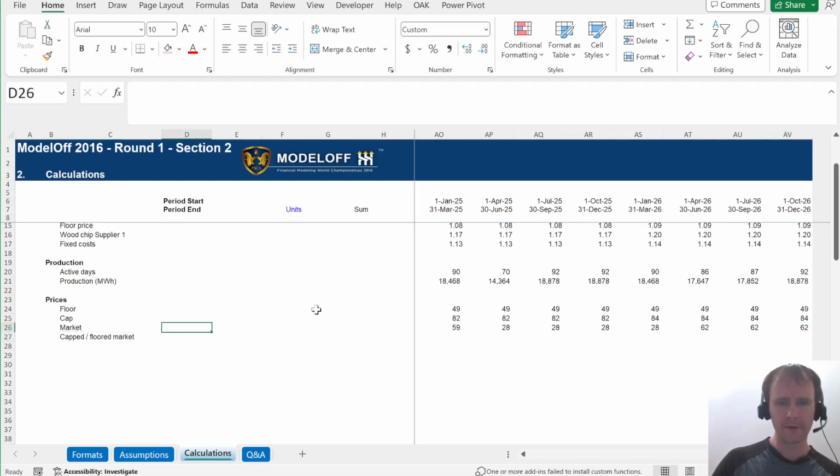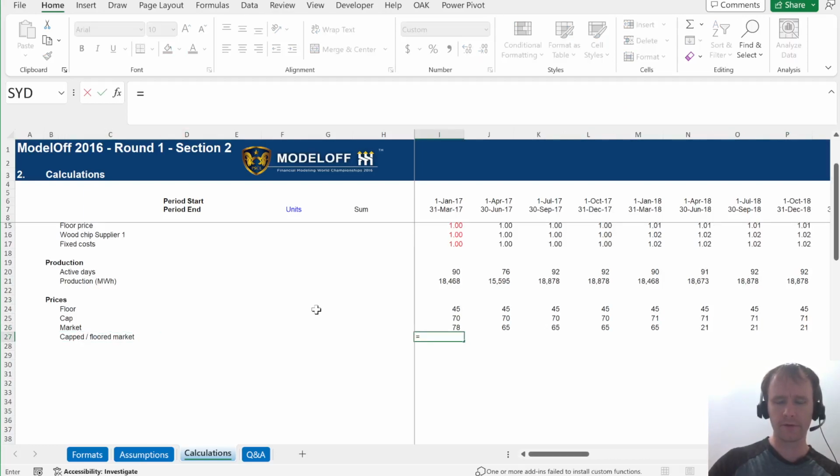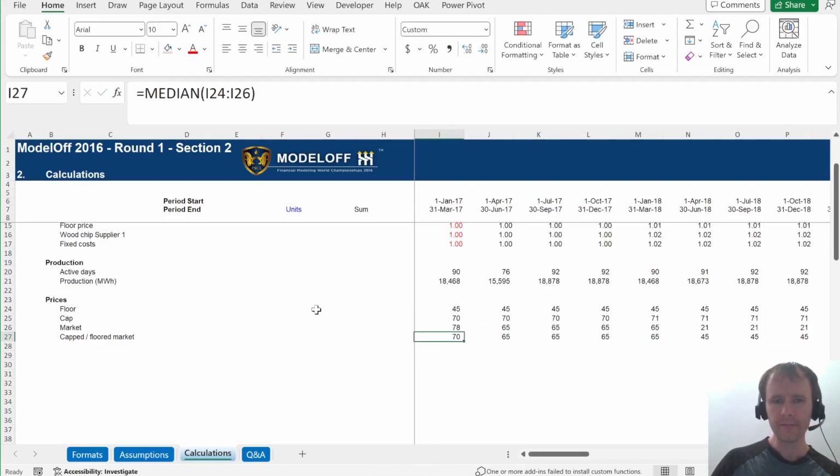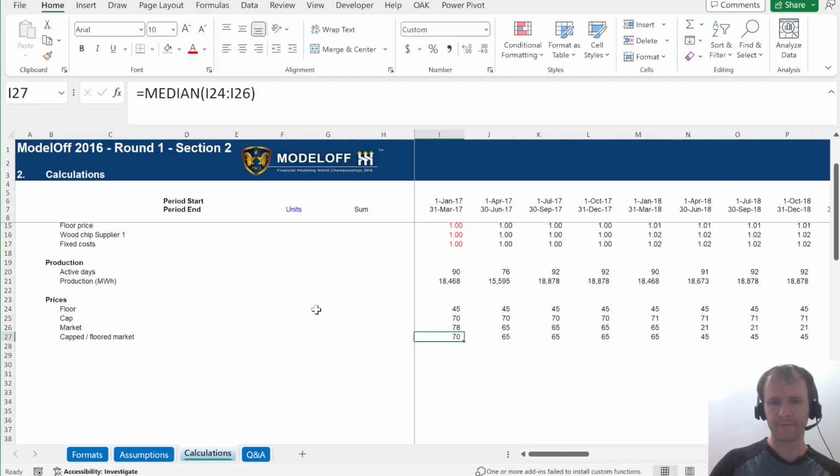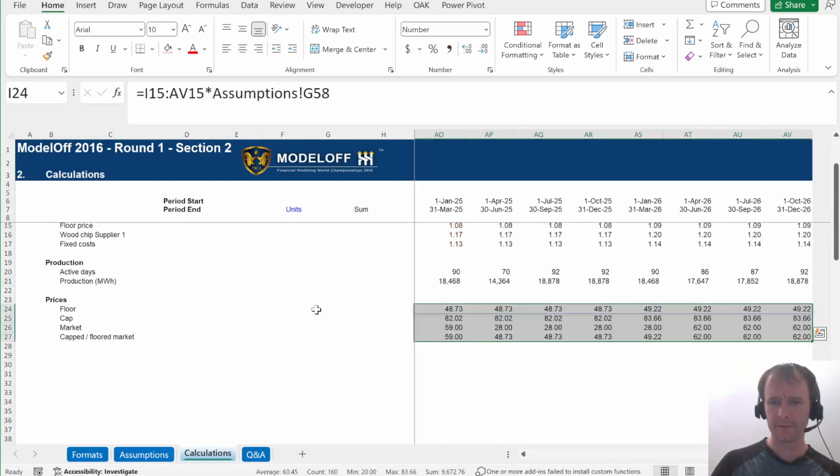Okay, so then our capped floored market is just going to be the median of those 3. If you're not comfortable with median, you can say if this is greater than this, then this, otherwise if this is less than this, then this, otherwise this, but median does the same thing and it's a lot neater.